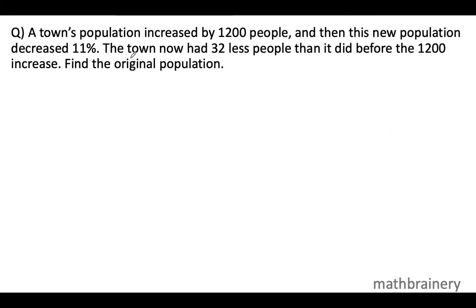A town's population increased by 1200 people, and then this new population decreased 11%. The town now had 32 people less than it did before the 1200 increase. Find the original population. Okay, so let me assume the original population of the town as x. Initially let us say there was x number of people living in the town. Now, this is increased by 1200, which means the population of the town is now x plus 1200.